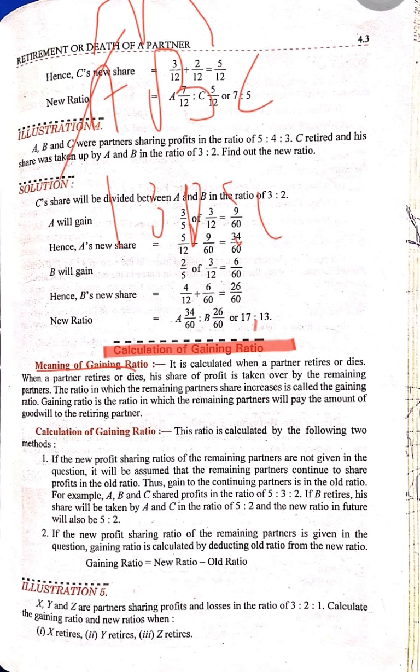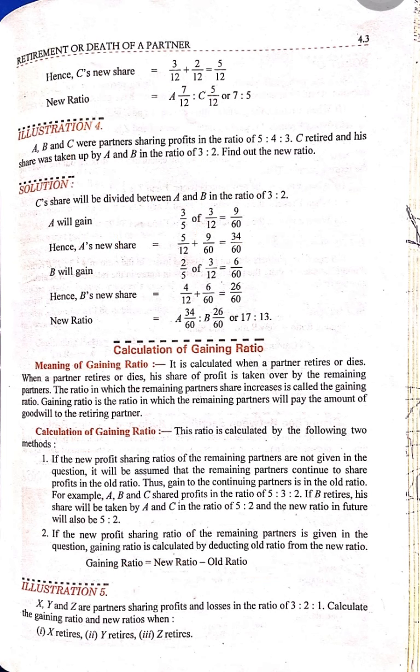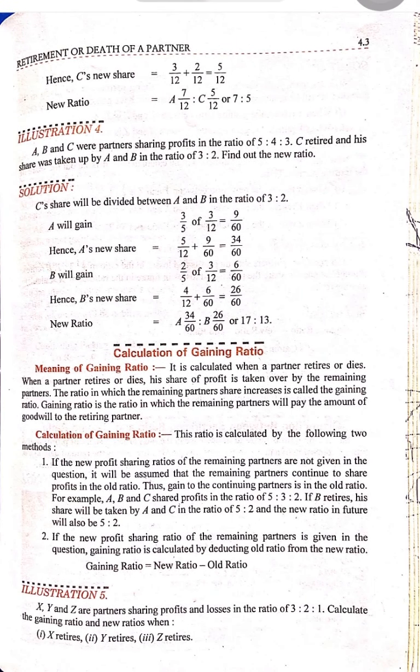It means when the retiring partner gives his share to the remaining partners, the old ratio of the remaining partners will be increased, and that increment is called the gaining ratio. So how can we calculate the gaining ratio? The formula of gaining ratio is new ratio minus old ratio. Let's move to the illustration part.